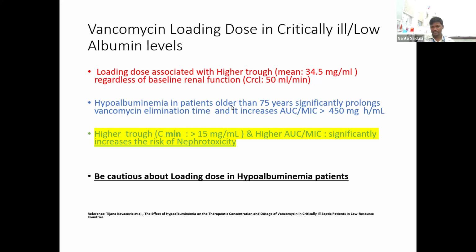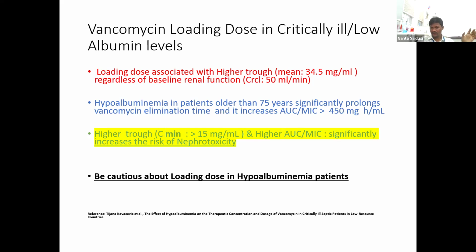We already know the trough levels of vancomycin are associated with nephrotoxicity. Hypoalbuminemia in a patient older than 75 significantly prolongs the vancomycin elimination time and increases the AUC by MIC to more than 450 mg hour per ml. So a higher trough, Cmin more than 15 mg per liter, and higher AUC significantly increase the risk of nephrotoxicity. This we already know, so be cautious of the loading dose in a hypoalbuminemia patient. This is the only exception for loading doses.